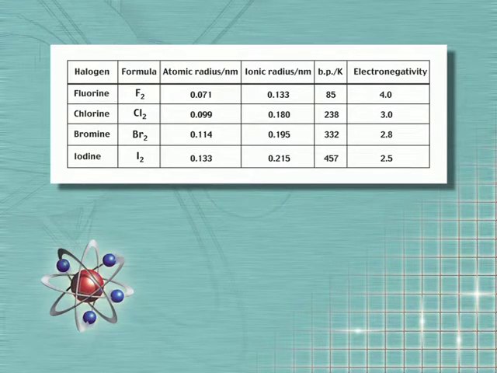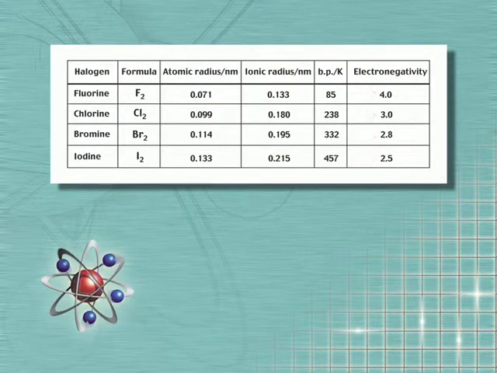They exist as diatomic molecules with formula X2. Both the atomic and ionic radii increase as the group is descended, because as the group is descended, an extra shell of electrons is present. Their boiling points increase as the group is descended, because the molecules increase in size. There are more electrons, and the van der Waals forces between the molecules increase, so more energy is needed to force them apart. Their electronegativities decrease as the group is descended.